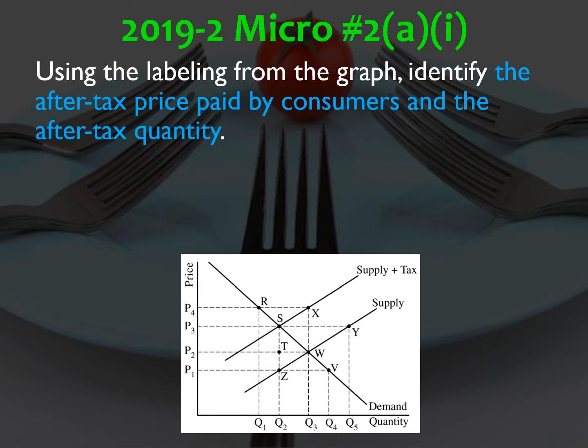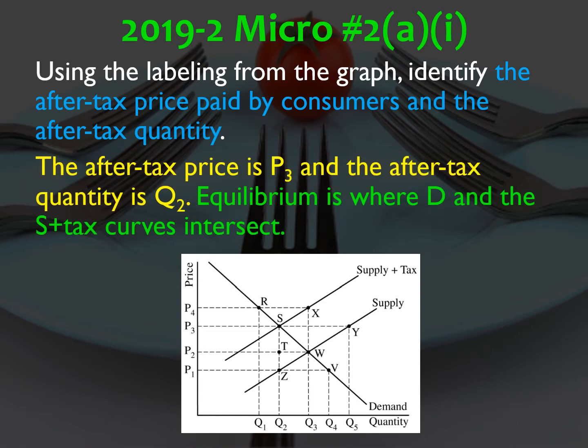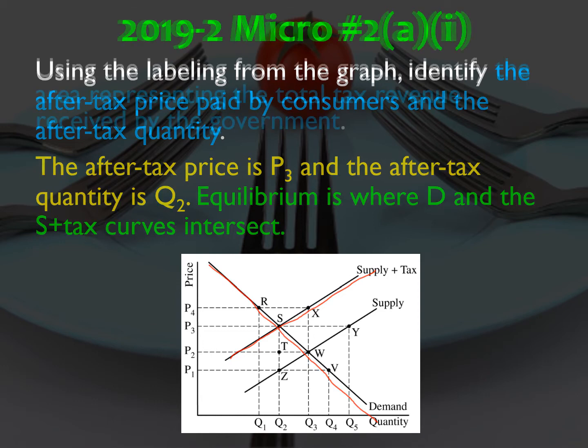A1, using the labeling from the graph, identify the after-tax price paid by consumers and the after-tax quantity. So you're going to basically look at the supply curve plus tax, and you're going to look at the demand curve. So you can see they intersect at point S, which corresponds with a price P3 and an after-tax quantity of Q2.